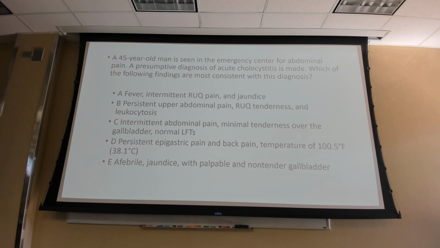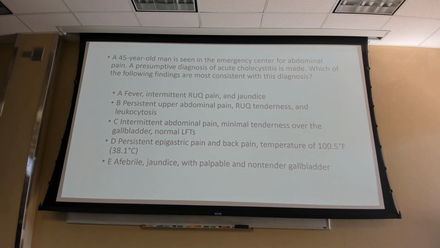All right, so you've got a 45-year-old guy with abdominal pain, presumptively acute cholecystitis. Which one of those do you think is most consistent with acute cholecystitis? What about A? We can expect a fever, we can expect right upper quadrant pain, typically not intermittent if it's cholecystitis, but would you think we'd see jaundice with just acute cholecystitis? Typically not. You might, but typically not.